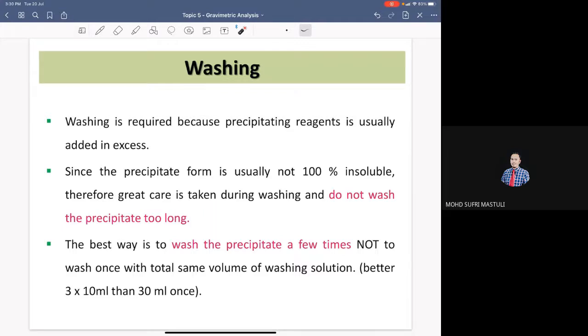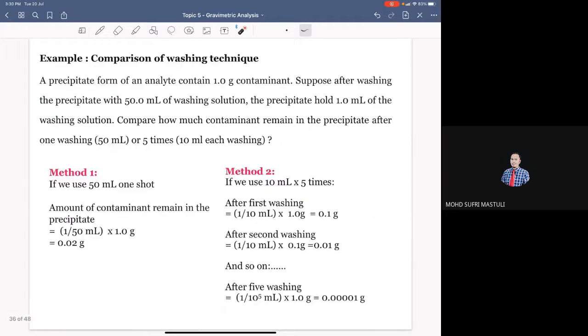The best way is to wash the precipitate only a few times, not to wash once with the total volume of washing solution. Better we wash it portion by portion. For example, if you want to use 30 ml of washing solution, we divide it into 3 portions of 10 ml each. It's a better technique for washing. So, a comparison of washing techniques.